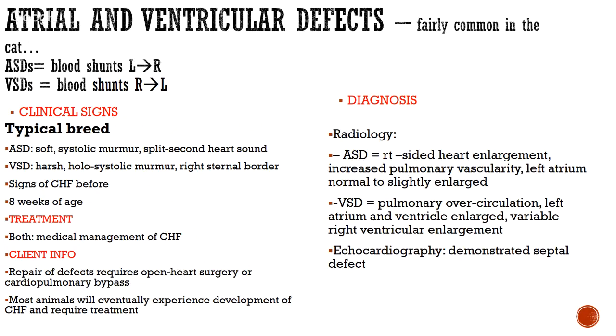X-rays will sometimes show us some differences. ASD will show a right-sided heart enlargement. Remember, blood is shunting from the left to the right-hand side. And some increased pulmonary vascularity. The left atrium is normal to slightly enlarged. With the VSD, we're going to see pulmonary over-circulation as well, and some left atrial and ventricular enlargement. Remember, it's shunting from the right to the left. And sometimes some right ventricular enlargement just because of the backup of congestion in the heart. Again, echocardiography or ultrasound is the best way to look at the septal defects.